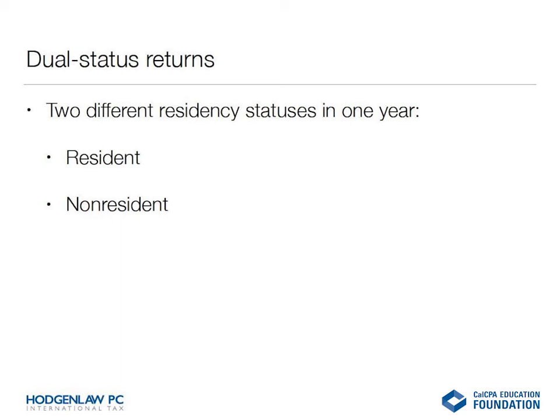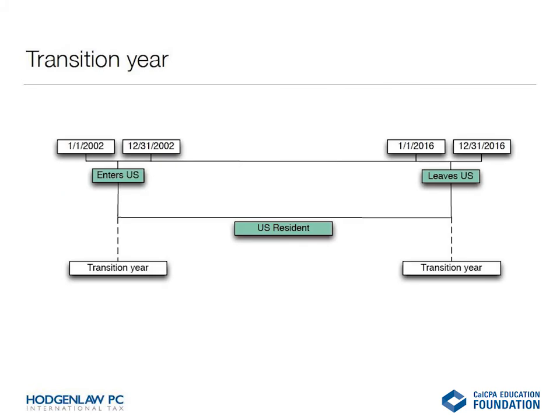A dual status tax return is used when you have two different residency statuses in one year, both a U.S. resident and a non-resident. Right here on slide 4, I have a little timeline. It starts with January 1st, 2002 and goes through December 31st, 2016. This is a hypothetical situation where someone comes to live in the U.S. somewhere in the middle of 2002, and they stay here for a bunch of years, and then they leave somewhere in the middle of 2016.